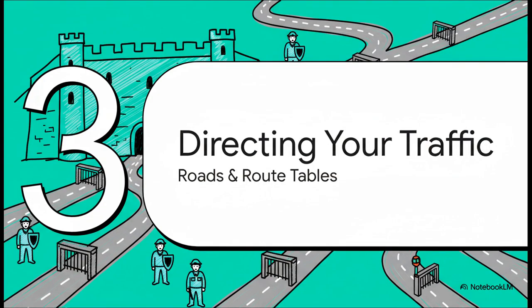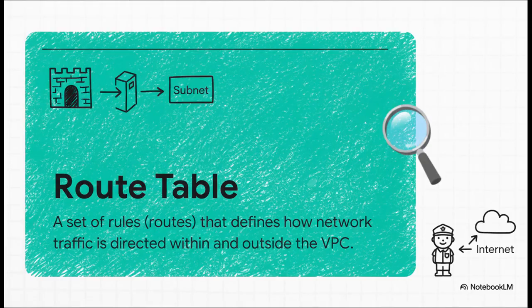All right, so we have our land, we have our zones, but how does traffic get from point A to point B? From the welcome center to the vault? Or even find the main gate to get out? We need to build some roads and put up some signposts. In the world of VPCs, that means we're creating route tables. A route table is basically the GPS for your whole VPC. It's just a simple set of rules that tells all your data packets exactly where they need to go.